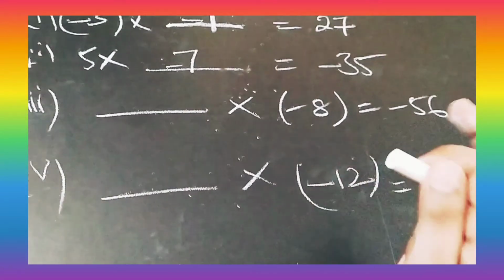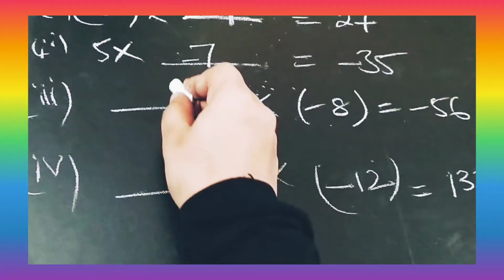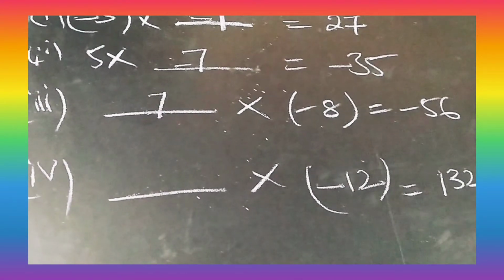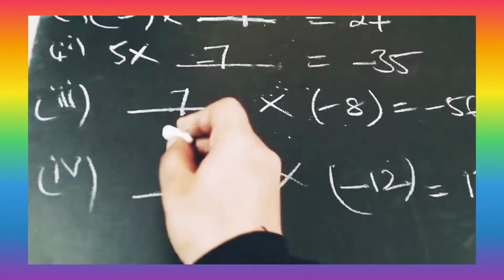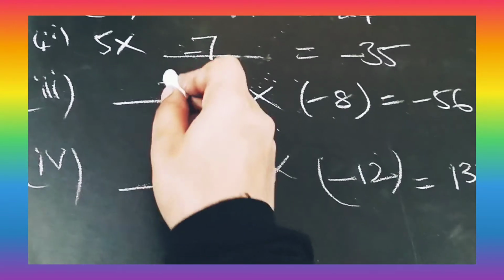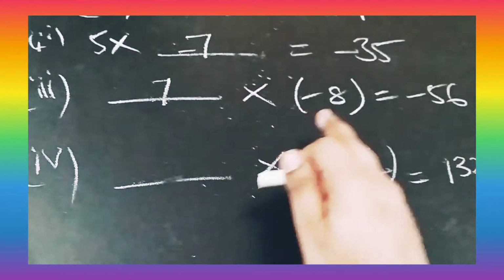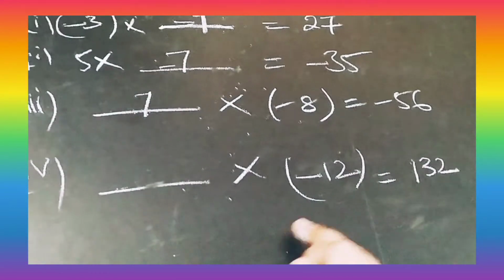56 means how many times does this 56 go in the 8 table? It goes 7 times. 7 8s are 56. So again here minus is there. So what you have to do here? Plus. Plus means you can write 7. 7 into minus 8. 7 8s are 56. Plus into minus is minus.